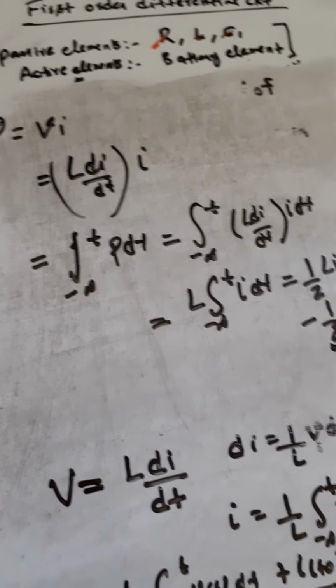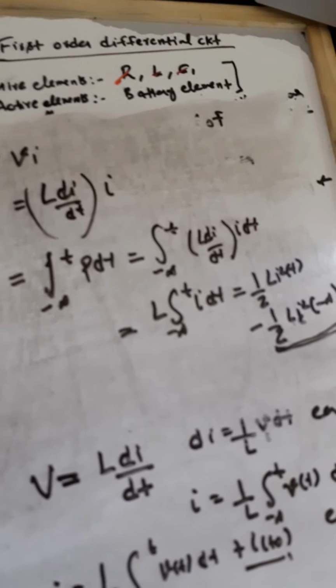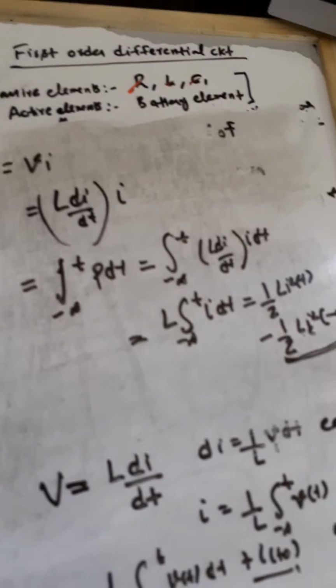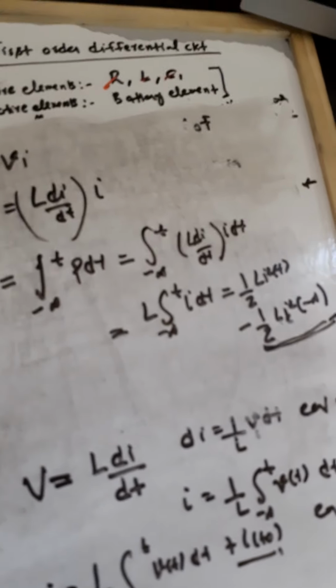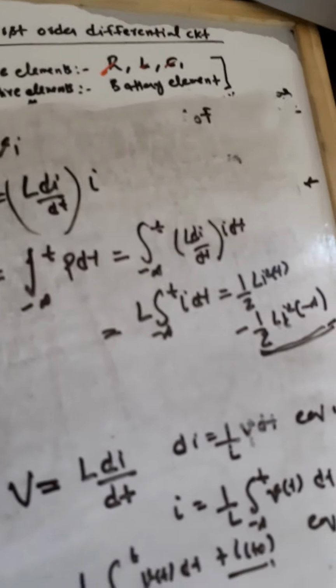So in practice, there are different concepts and different things applicable, which we will be moving to in the next session. So let's come back to our first order differential equation. We have now learned about the property of the inductor and the property of the capacitor. Now let's go back to the discussion and understand the concept of first order circuits.